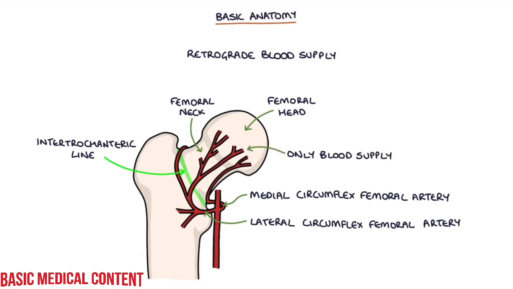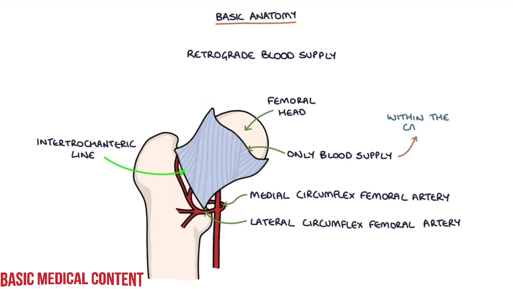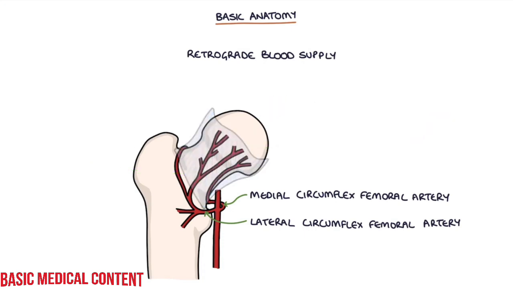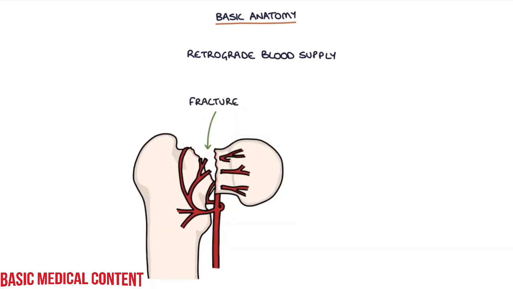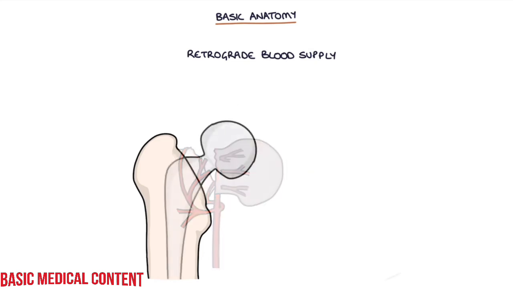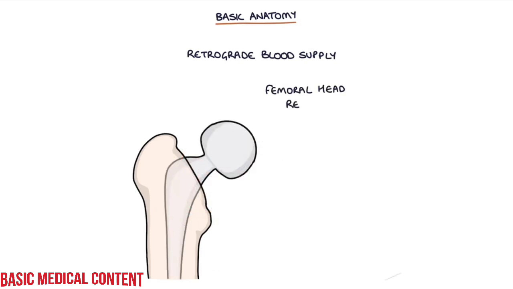The important thing to remember is that the only blood supply to the femoral head comes within the capsule of the hip joint. A fracture of the intracapsular neck of the femur within the capsule can damage these blood vessels, removing the blood supply to the femoral head, and this leads to avascular necrosis. Therefore, patients with a displaced intracapsular fracture need to have the femoral head replaced with a hemiarthroplasty or a total hip replacement.